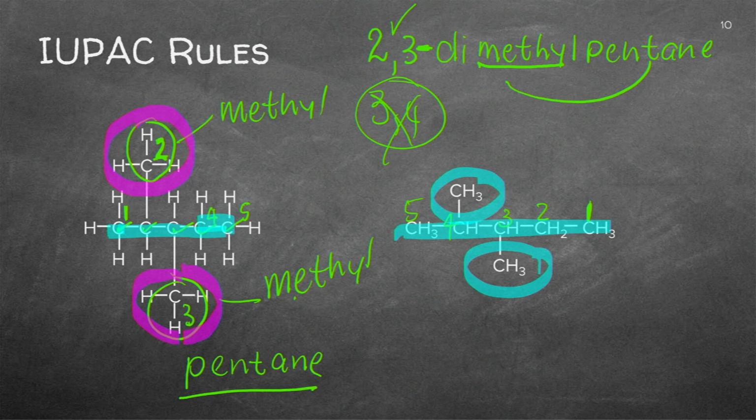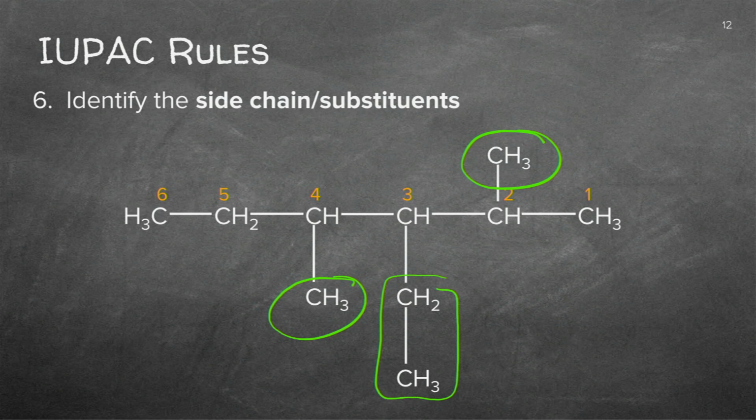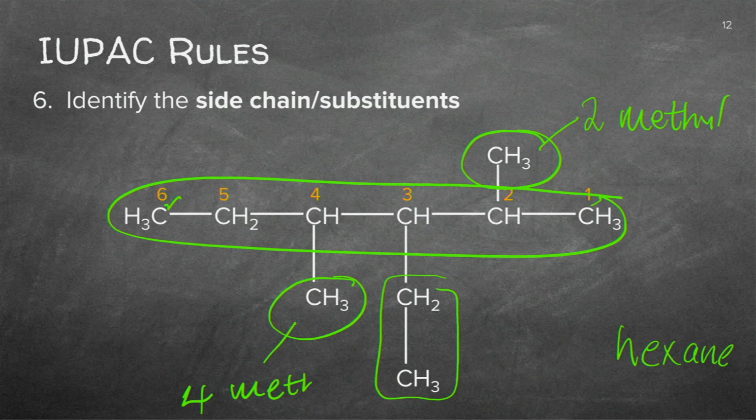Right, let's continue. I'm going to the smallest number now, and we now are going back to a diagram that we've just done. Can you see there I've got the second and the fourth methyls, and here I've got the ethyls. How do we write this down? Important that you know, I first identify my chain, 6, hexane. I then say I've got on the second one a methyl, I've got on the fourth one a methyl, and I've got on the third one an ethyl.